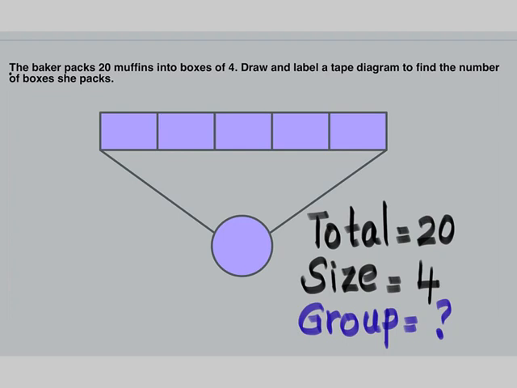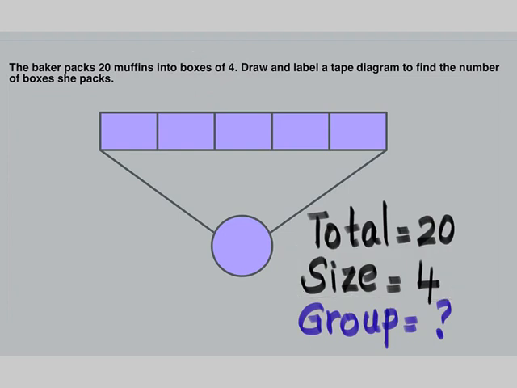First, let us see what information is given. The baker packs 20 muffins. 20 is the total number of muffins. So the total that we know is 20. And those 20 muffins are put into boxes of 4. So that means each box has 4 muffins in it. So we also know the size as 4.